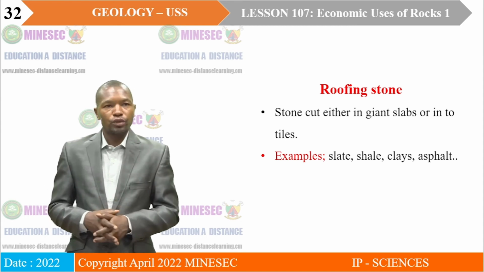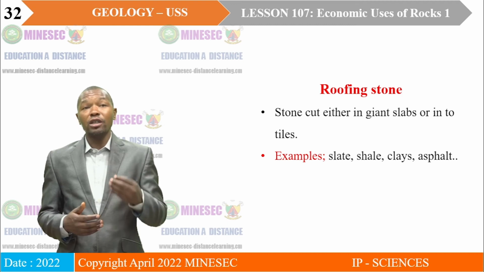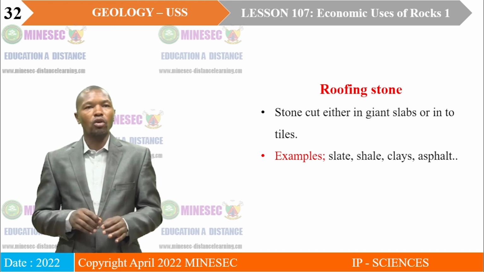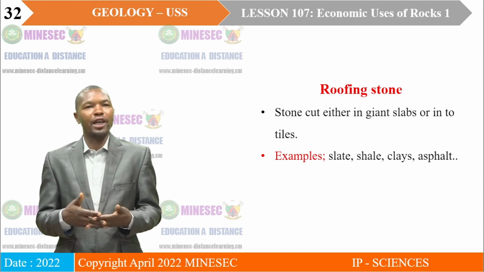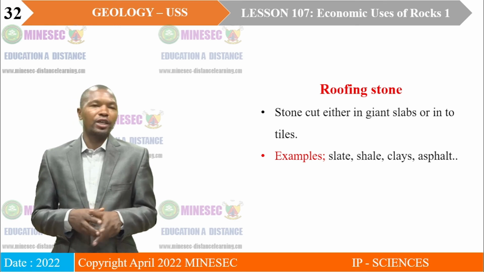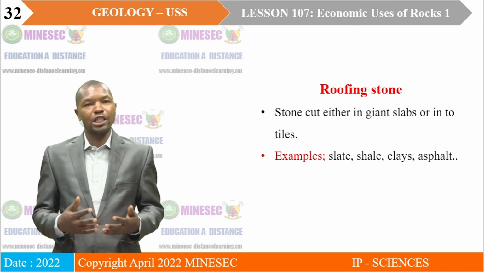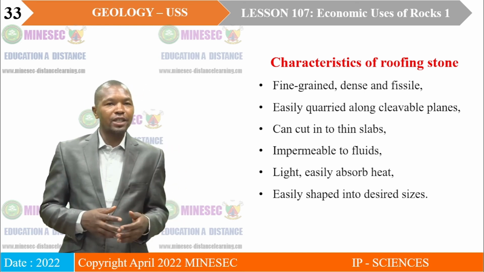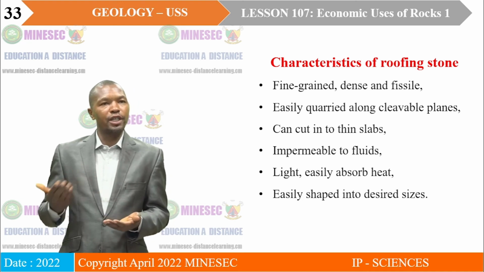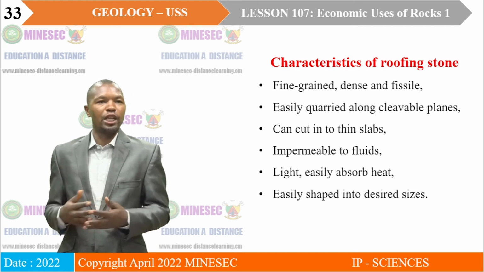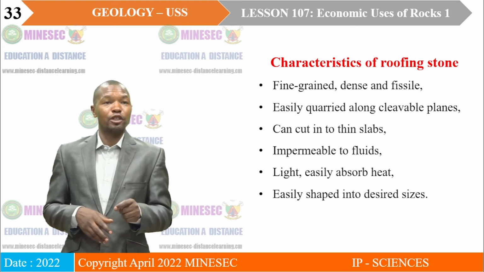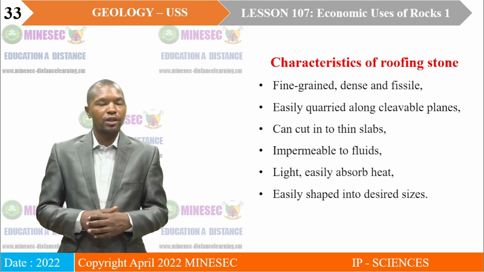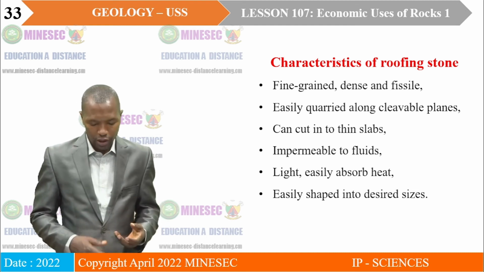Then, roofing stone. Roofing stone is stone cut either in giant slabs or in tiles. Remember the key words here, giant slabs or tiles. Then you can qualify the use for roofing stone. Common examples are slates, shale, clays, and asphalt. Characteristics of roofing stone: they must be fine-grained, dense, and fissile. This means that they should be easily quarried and split along cleavage planes. They can be cut into thin slabs, and they should be impermeable to fluids. They should be light and easily absorb heat. Then they should be easily shaped into desired sizes.